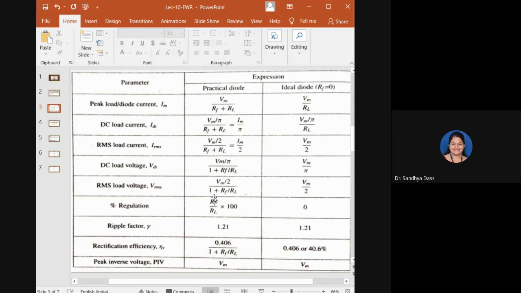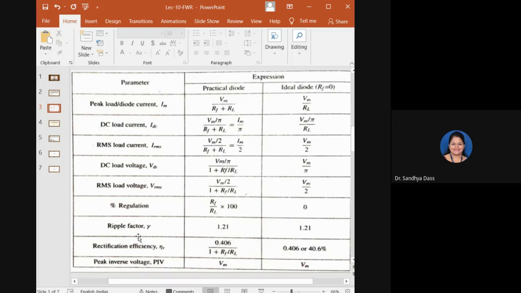For RMS load current, just verify your expressions. Is it matching with these? IRMS, we found to be Im by 2. And for ideal, again, substituting Rf equal to 0 there. Then VDC is Vm by pi by 1 plus Rf by RL, and for ideal, it is Vm by pi again. Just verify. Percentage regulation, the expression is Rf by RL into 100, and for an ideal diode, it is 0.